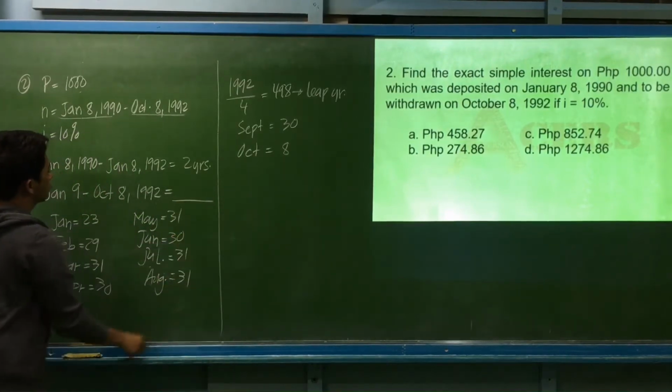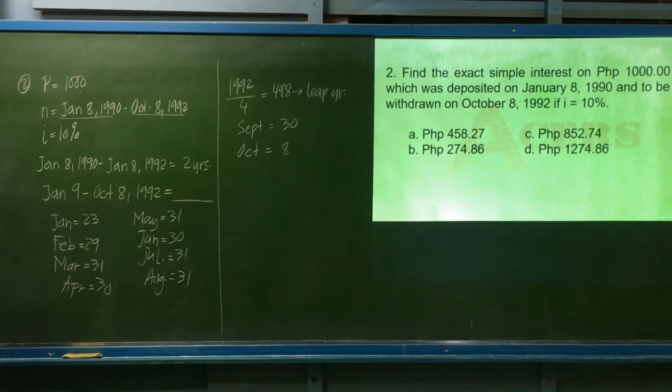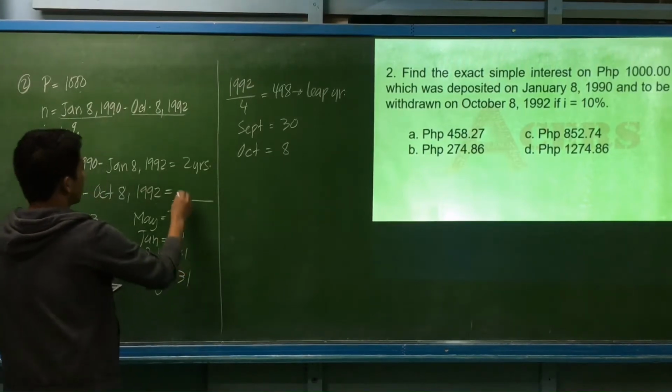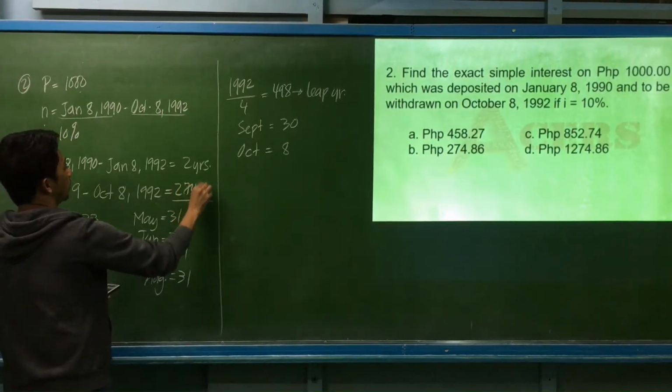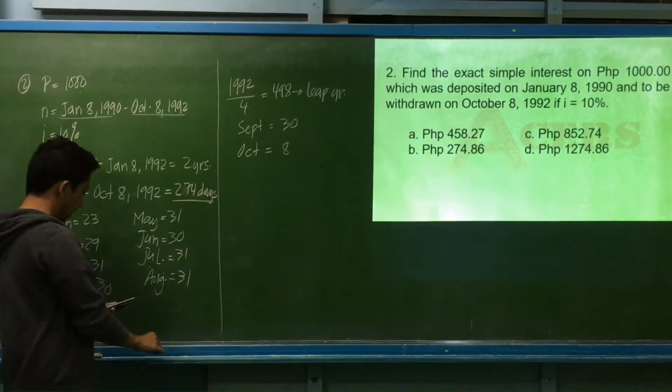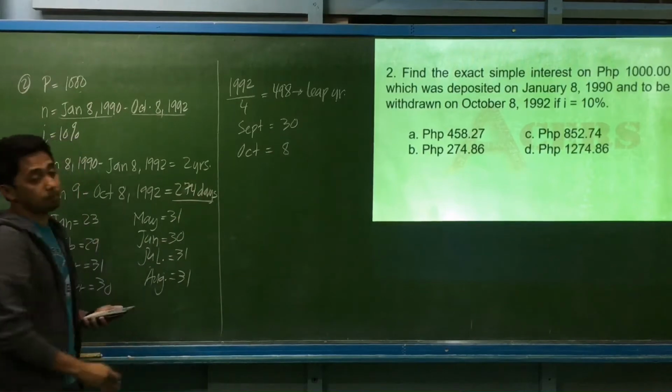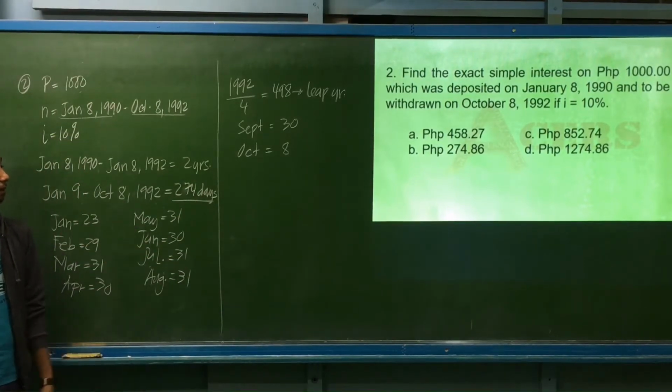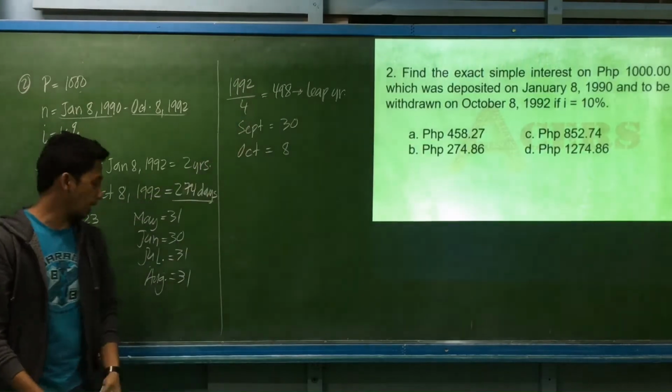Okay, how many days from January 9 to October 8 of 1992? So we have 23 plus 29 plus 31 plus 30 plus 31 plus 30 plus 31. So we have a total of 274 days. Okay? So from January 9 to October 8 of 1992, a total of 274 days. So again, this is exact simple interest. We need to count the exact number of days. But take note, this is a leap year.